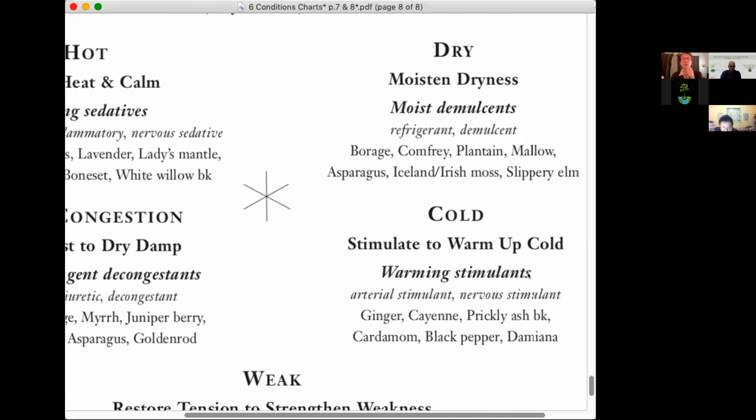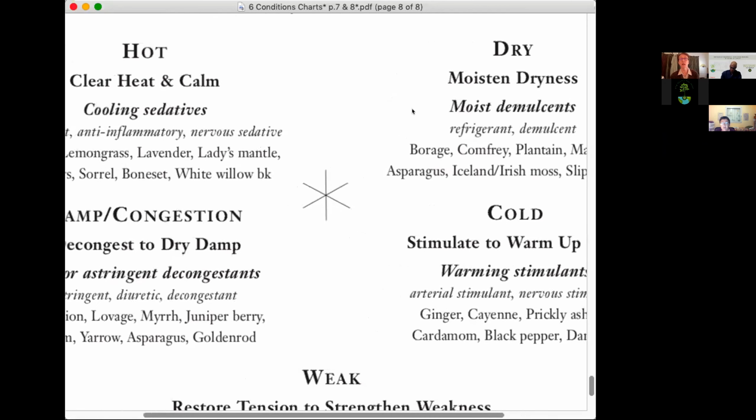Then moving on to the fluid axis, how do we treat dryness? We moisten. We use demulcents, demulcent herbs with a moist quality. And most of these tend to be refrigerant or cooling as well, which is good because very often when you have a dry condition, we have a hot condition. So dryness and heat combine rather easily.